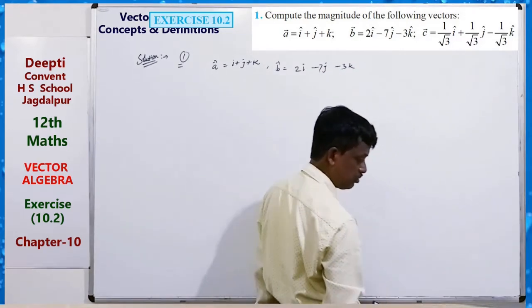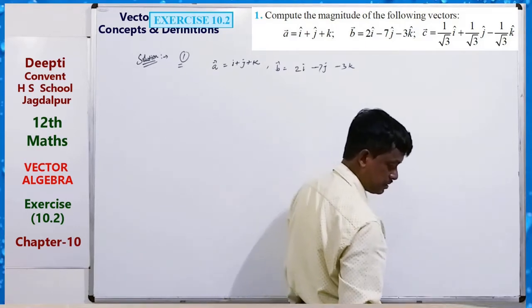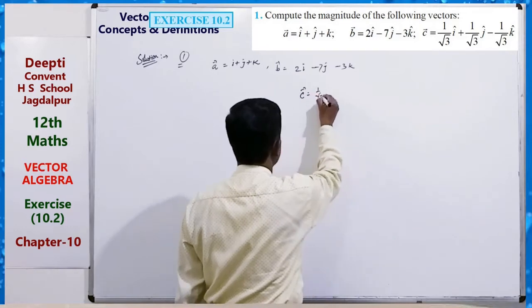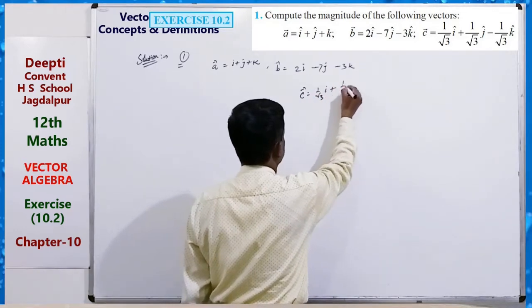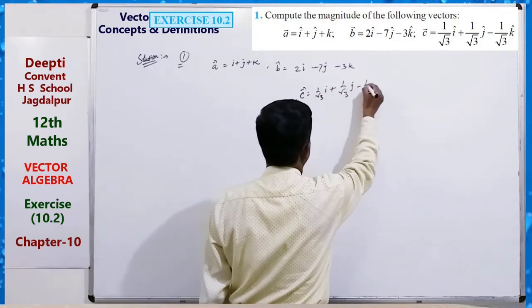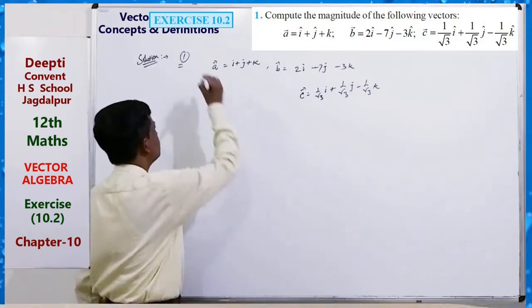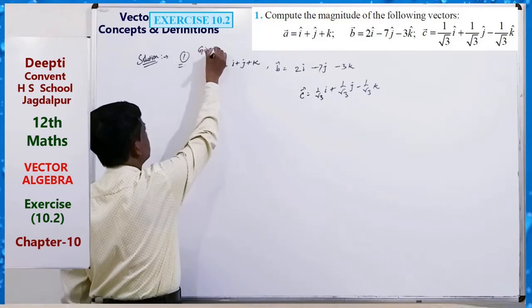Similarly, c equals 1 by root 3 i plus 1 by root 3 j minus 1 by root 3 k. These are the given vectors, and just compute the magnitude.